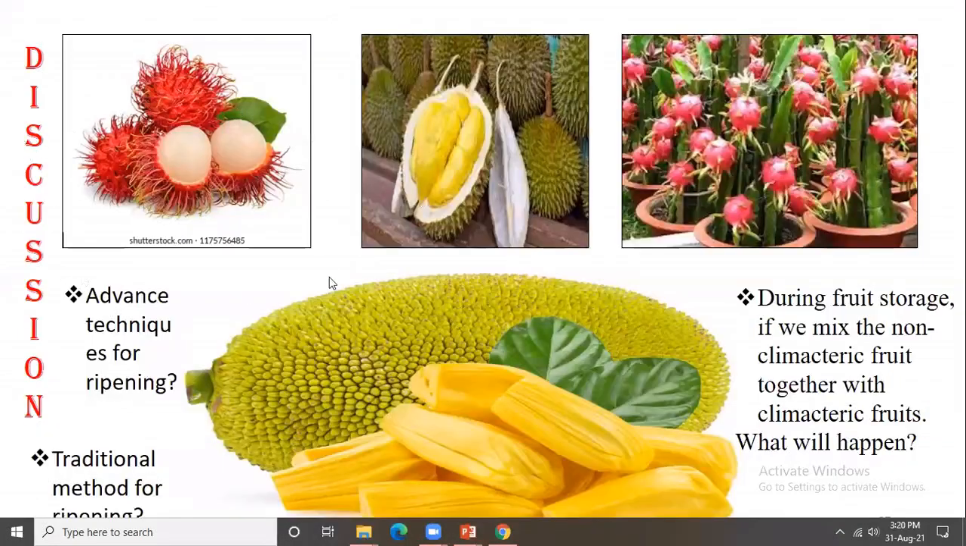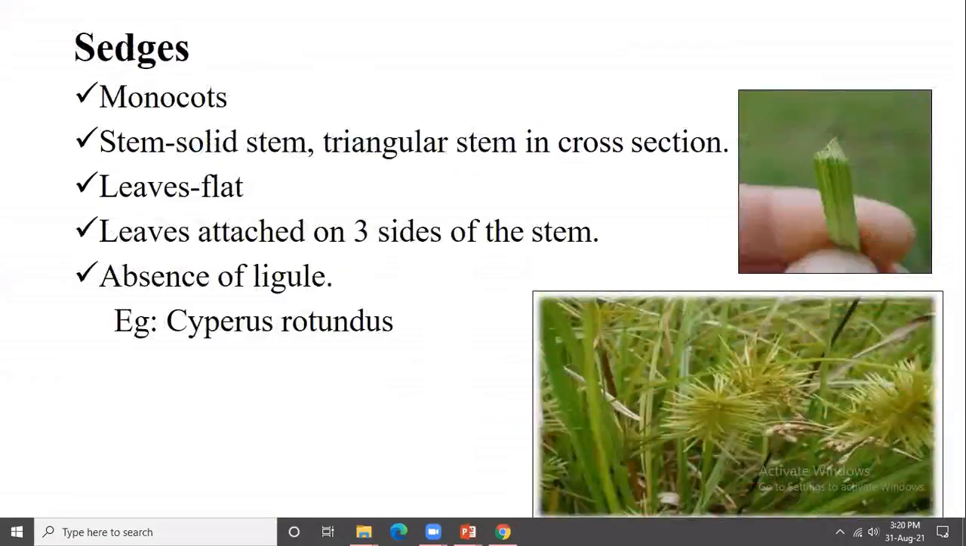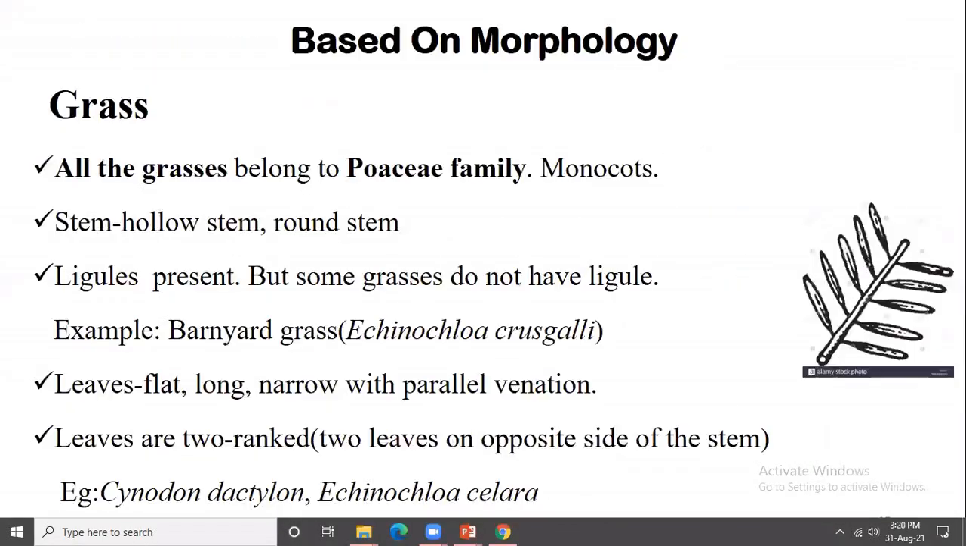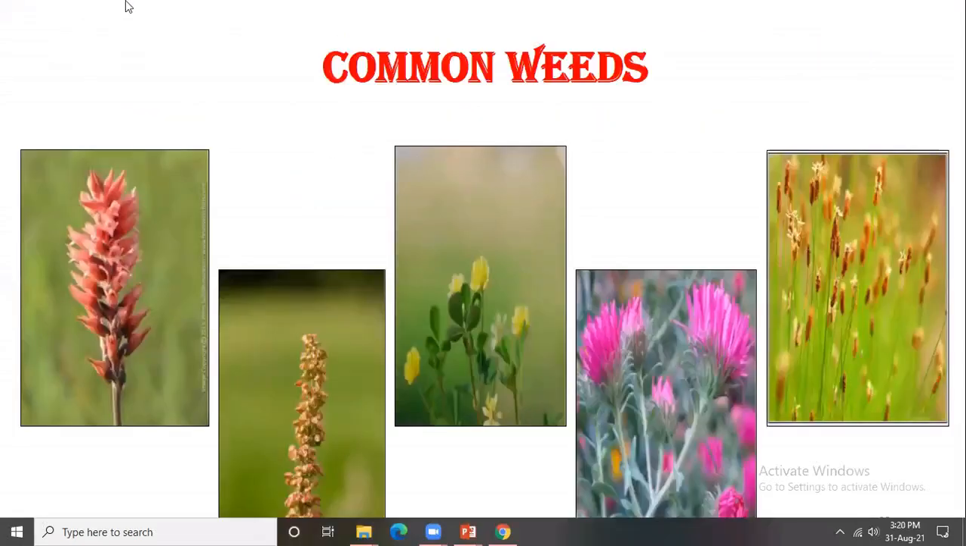Okay, for this session you have 5 discussion questions. You can write them. Now we will move to the important part of weed management or weed classification. Common weeds in agriculture: what are the common weeds available in agriculture?